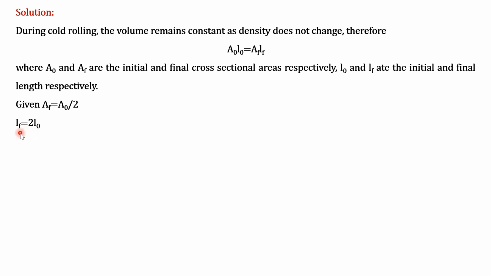So finally LF is equal to 4 L0 you should get. Like area you have to take. Diameters are given to you. You have to substitute in area and find out the relationship between LF and L0. Pi by 4 d square we are substituting.